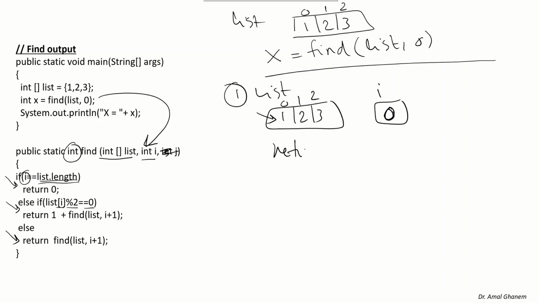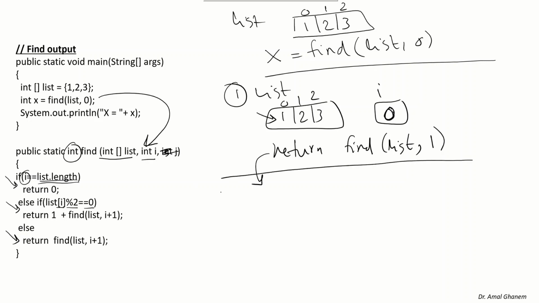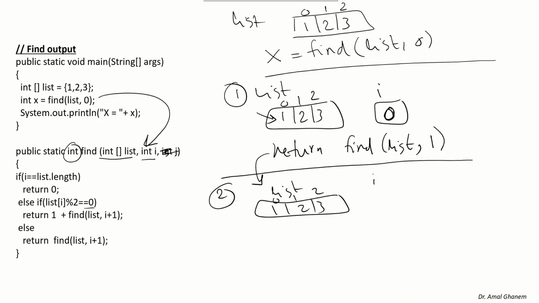In the last else, all you have to say is return, and then the name of the method, and you send the array, and you send i plus 1. Current i 0 plus 1 will be 1. So I will call my method for the second time, and execute all these statements. Here I have my array again with 3 elements, 1, 2, 3, at locations 0, 1, and 2, but the value of i will be 1.